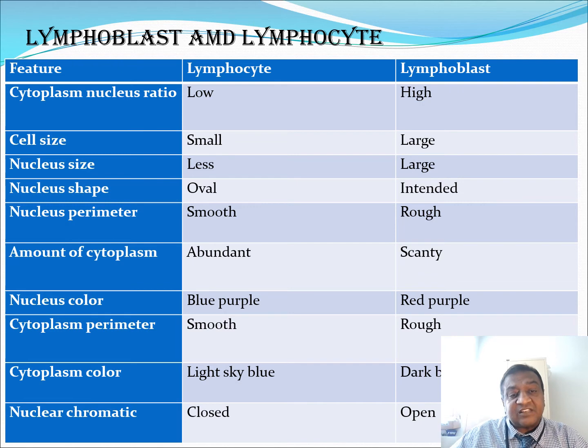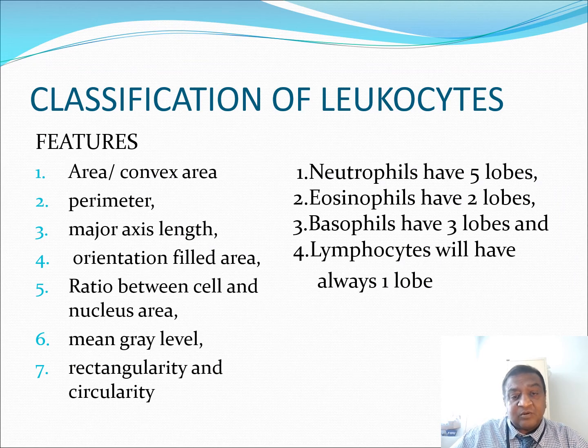These are the features we extracted from the cells we received from oncologists and some leukemia patients, and we developed the algorithm. Let us say the amount of cytoplasm: for a normal cell, the cytoplasm will be abundant; for a cancer cell, it will be very little. Similarly, the cytoplasm color will be light sky blue for normal, and dark blue for a cancer image. These are more than enough to feed into our automated algorithm to predict whether the given cell is lymphoblast or lymphocyte.